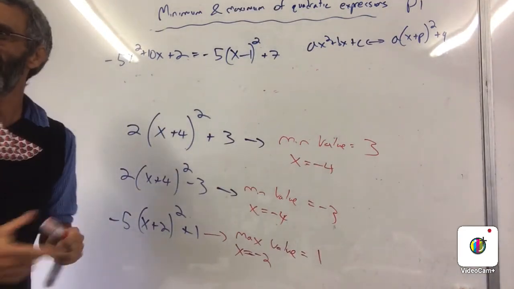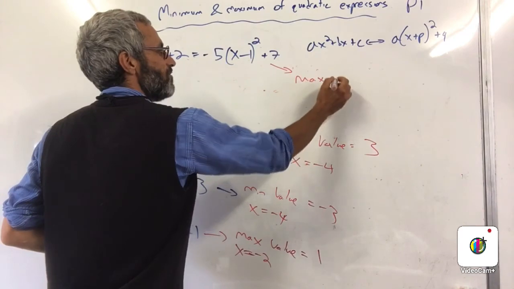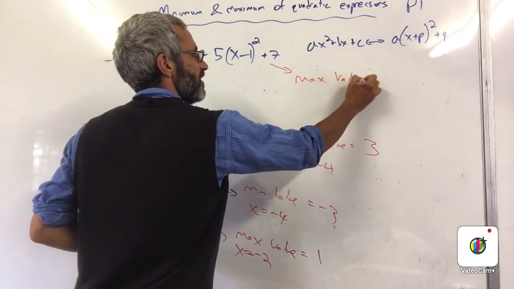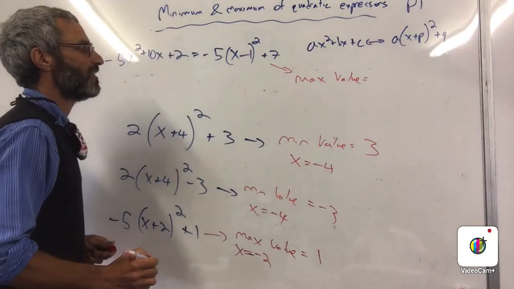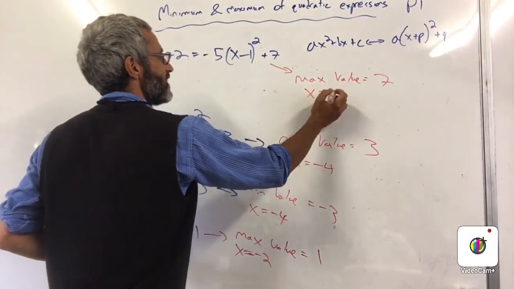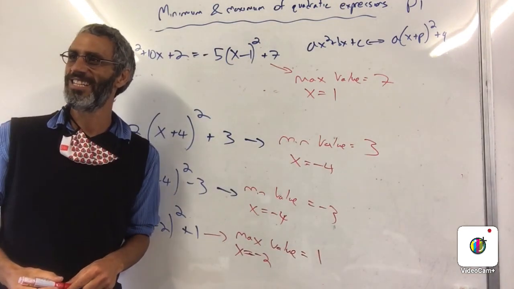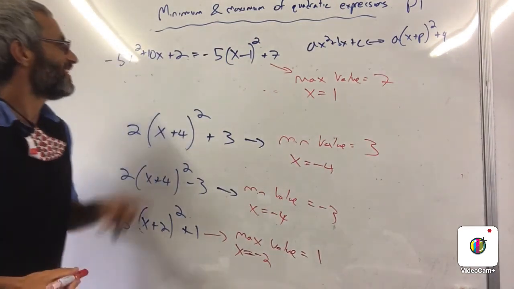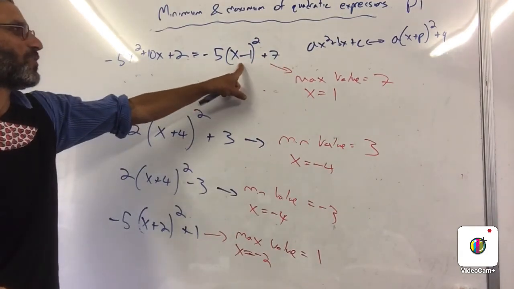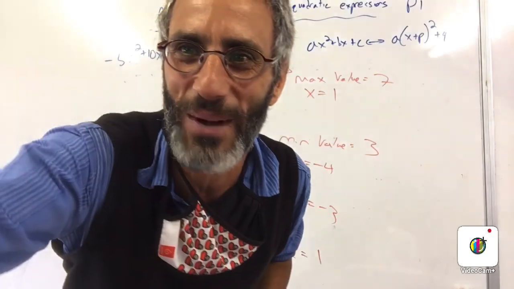Now you can tell me, so we have a maximum value of what? What is the maximum value? 7. And when does that happen? When x equals 1. How cool is that? Fantastic. So that's why we learn how to complete the square. That's so cool. All right, I'll end here. We're going to practice it now.